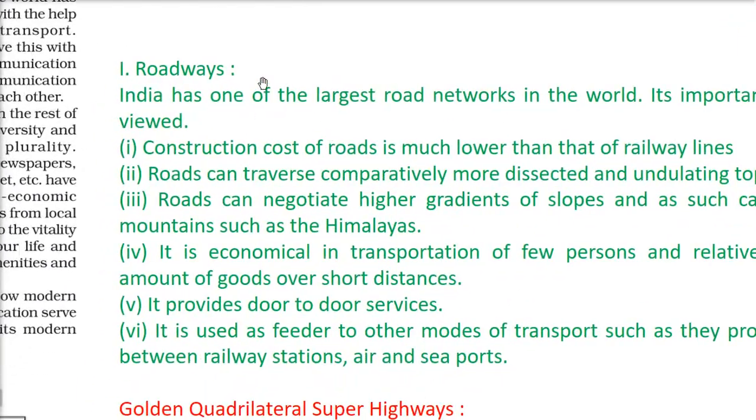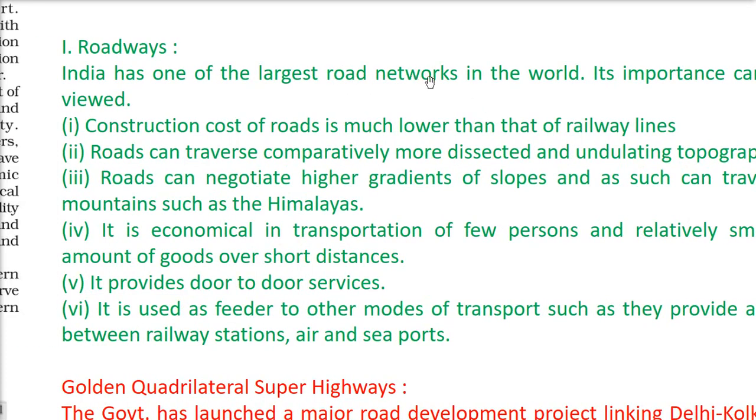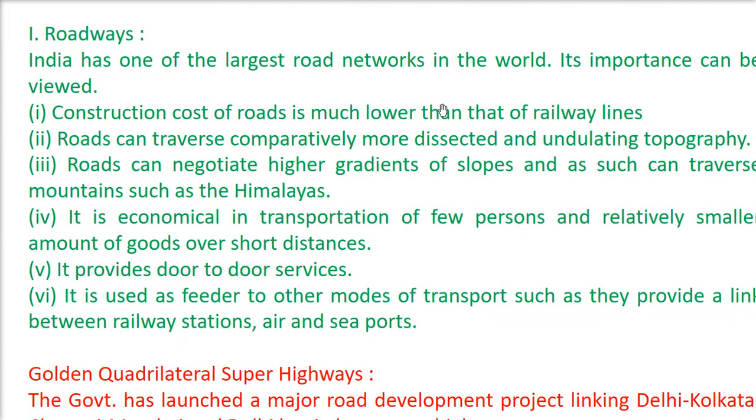So we'll start with the roadways. India has one of the largest road networks in the world. How can we view the importance? First of all, roadways are quite cheap. The construction cost of making a road is quite a bit lower than making a railway line or setting up railway stations. So the cost is less as compared to railway lines.